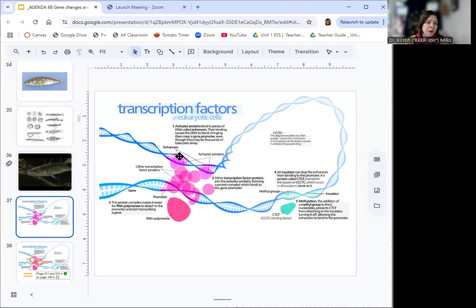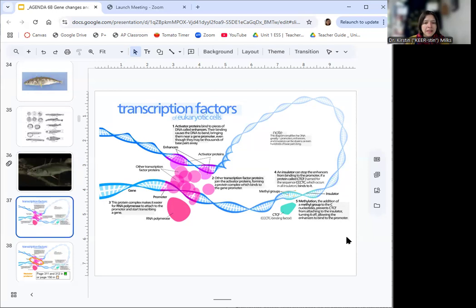So it says one, activator proteins bind to pieces of DNA called enhancers. They're kind of upstream, like the gene goes this way in this particular case, right? So their binding causes the DNA to bend. This brings them near a gene promoter, even though they may be thousands of base pairs away. And then the enhancers are the DNA sequence, and the activator proteins bind there, and they recruit these other transcription factor proteins to join them. That's the protein complex, which binds to the gene promoter, and in doing so, changes the binding environment for RNA polymerase to bind and move forward.